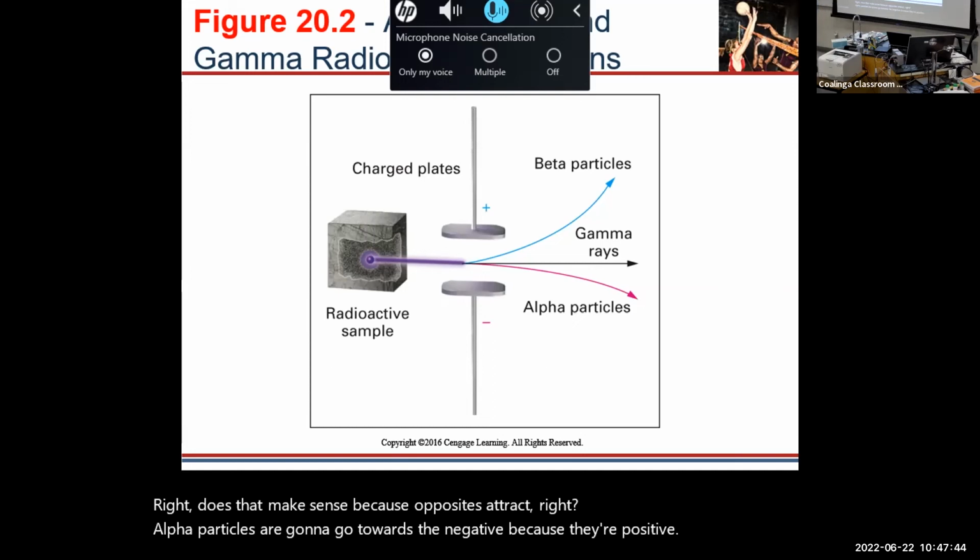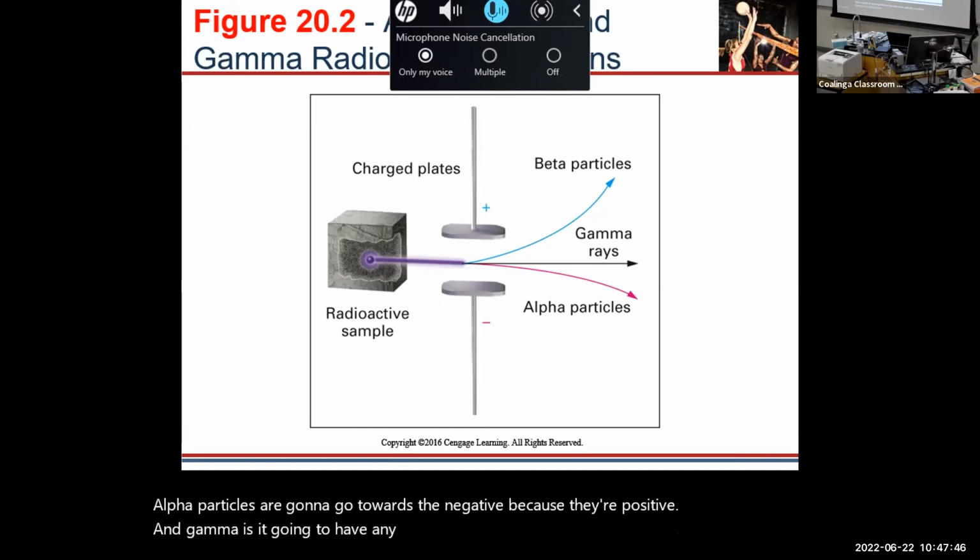Gamma isn't going to have any preference because it has no charge associated. So it just stays straight. It just goes straight. Yep.